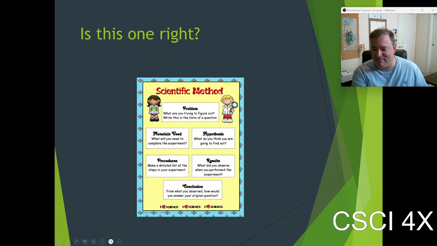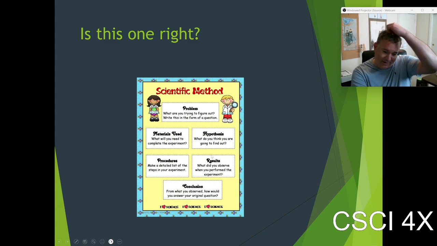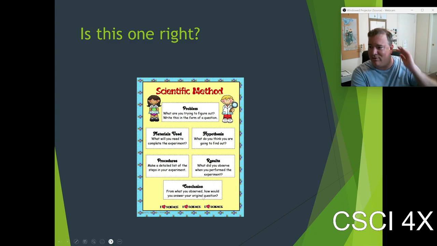Or, I don't know, there's not even a step order in this one. You start with a problem, you write down the materials you use, you have a hypothesis, you make a list of steps for your experiment. They don't actually ever do the experiment in this one. There's no experiment step. You just write down different things. Results of the experiment, I guess, maybe that counts. And then you write down I heart science a bunch of times. That's very important. You have to do that at least three times.